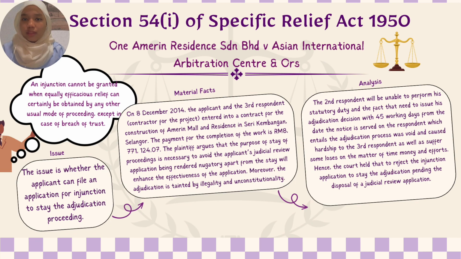Next, Section 54 subsection (i) of the Specific Relief Act 1950: an injunction cannot be granted when equally effective relief can certainly be obtained by any other usual mode of proceeding, except in case of breach of trust. This can be seen in the judgment of 1 Emirate Residence Sdn Bhd against Asian International Arbitration Centre, where the court dismissed the injunction application to stay the adjudication proceeding pending the disposal of a judicial review application, since it would bring hardship to the respondent.